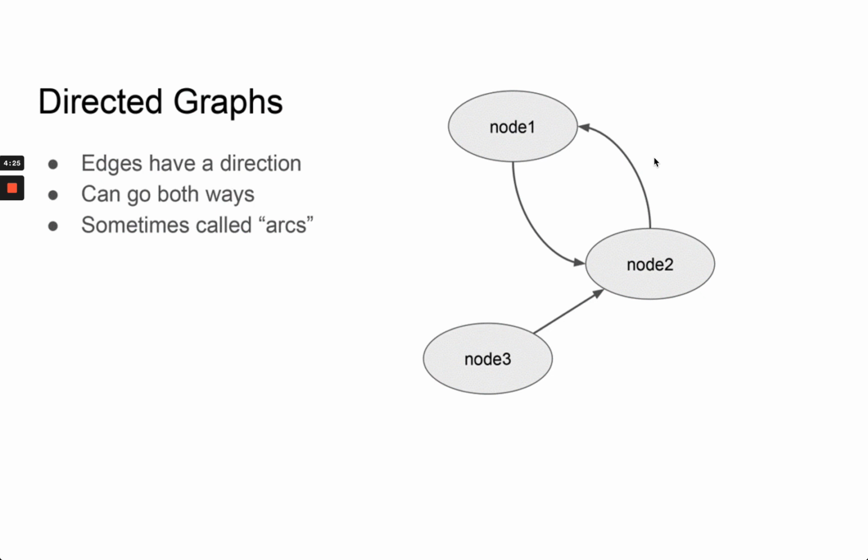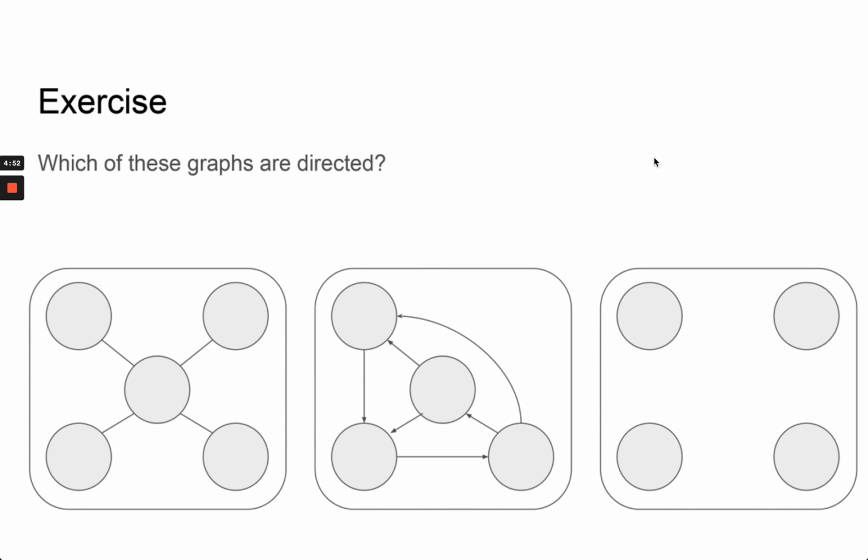So directed versus undirected is the first big differentiation between types of graphs. We'll look at undirected in a second. It's really important to know if you're dealing with a directed or undirected graph. When you're dealing with graphs in computer science, the vast majority of the time you're going to be dealing with directed graphs. Okay, let's take a look at the next exercise. Which of these graphs are directed? Between the first, second, and third, which are directed?